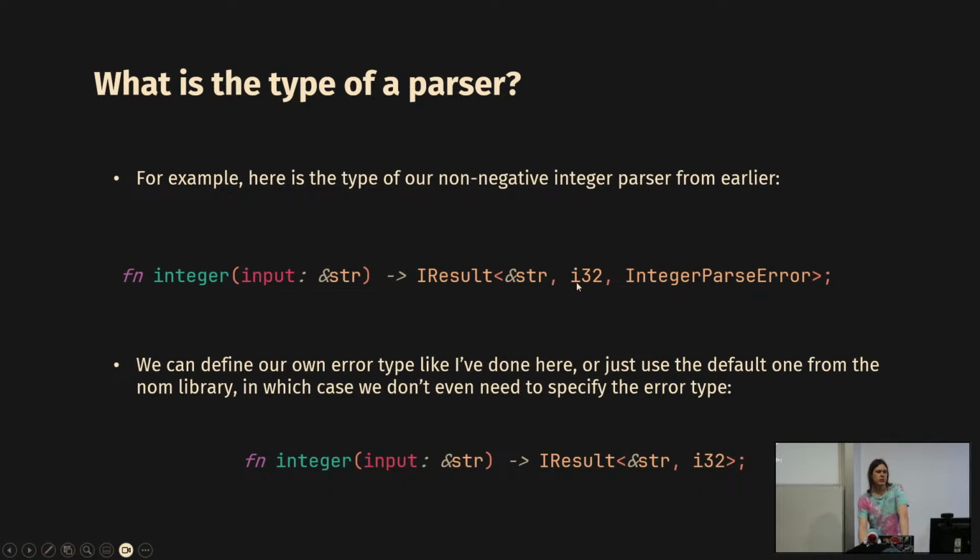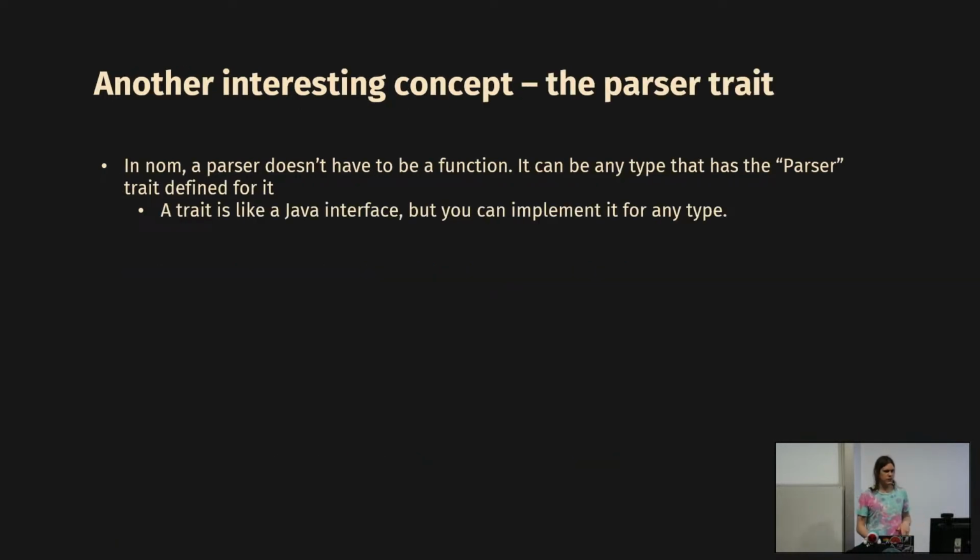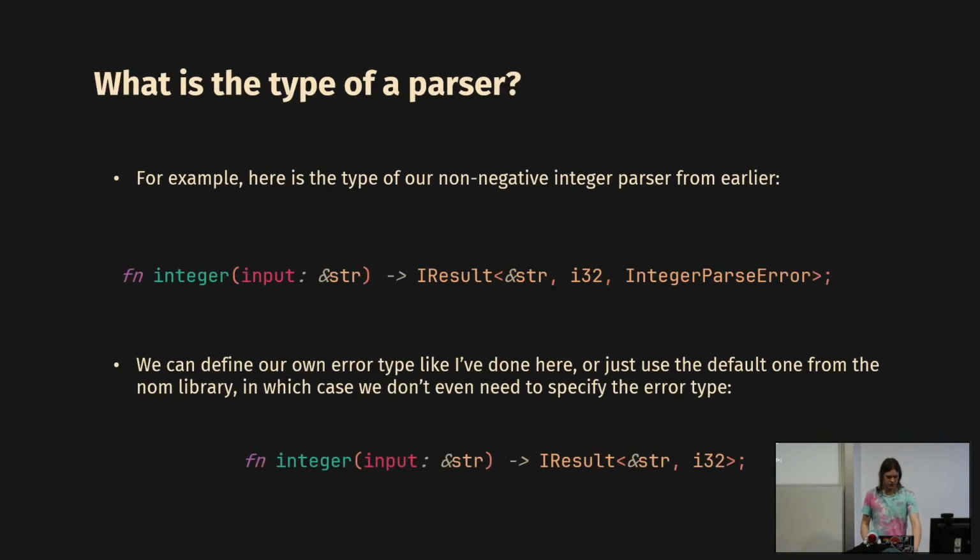And here, we return a 32-bit integer, which Rust calls an i32, or an integer parse error, which we could define on our own. But if we didn't want to define our own error type, we could just leave it out, and it will use whatever nom deems its default. Okay, so what I wanted to do was write a small parser, but we don't have time for that.